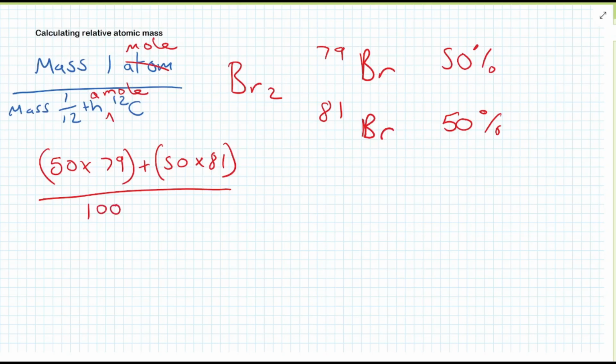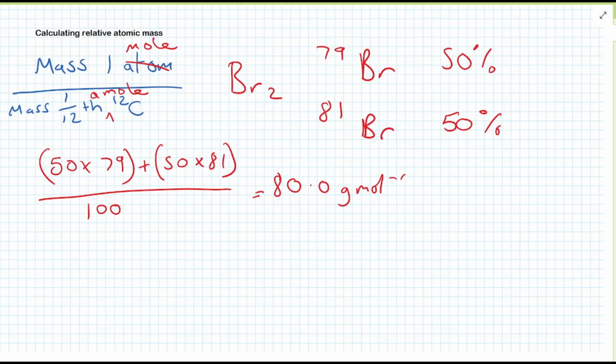So if I add up this number times this number, and this number times this number, and I'm dividing by whatever the percentages add up to, in this case I would obviously get 80.0 grams per mole as my standard relative atomic mass in this example. But it's a weighted average, and the reason this way is preferred is because sometimes you're not given a percentage, sometimes you're given a mass.